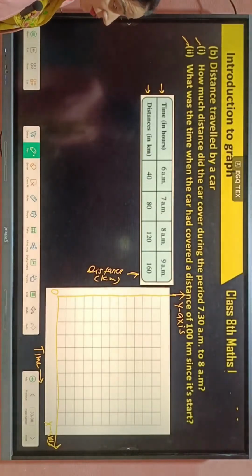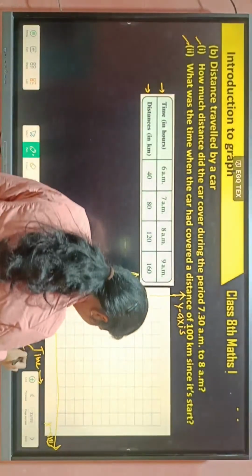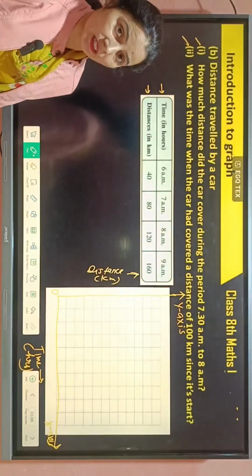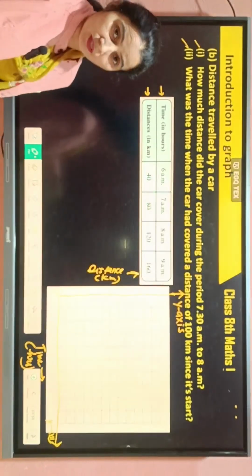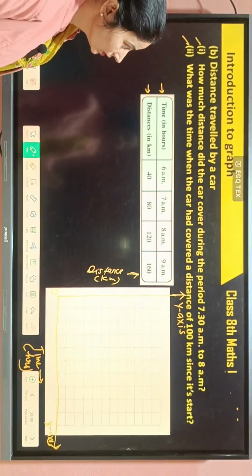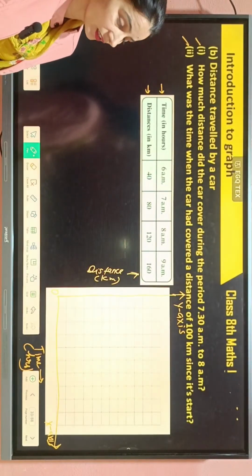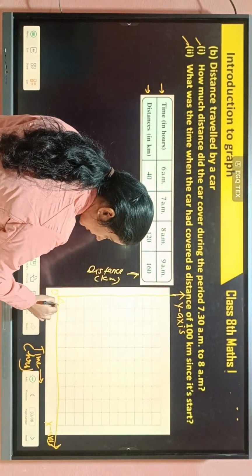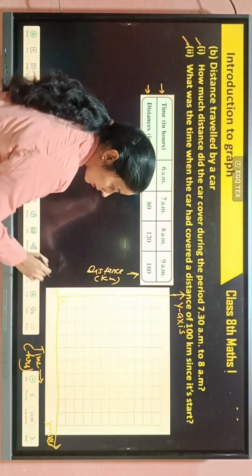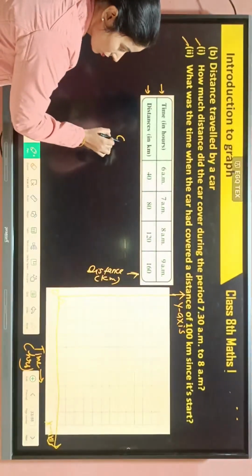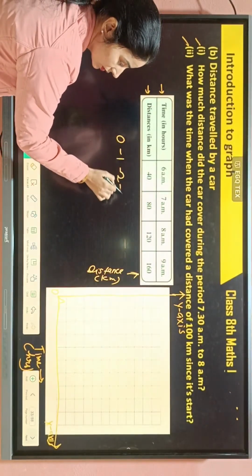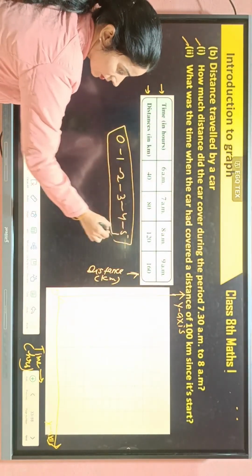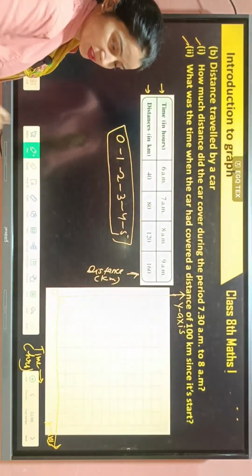Okay, time in hours is given. Time is 6, 7, 8, 9, 10. The times 1, 2, 3, 4, 5 are not given. It is given from 6, then 7, then 8, 9, 10, and the distance corresponding to this is given. So we will draw a kink in between. We are writing that between 0 to 1, then 2, then 3, and then 4, and then 5, these time intervals are not represented on this x-axis.